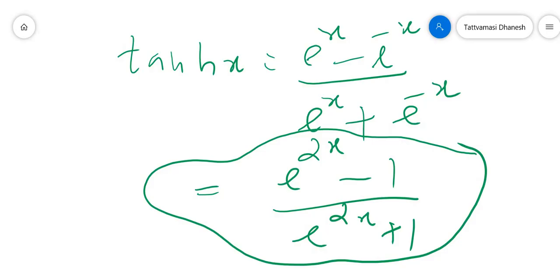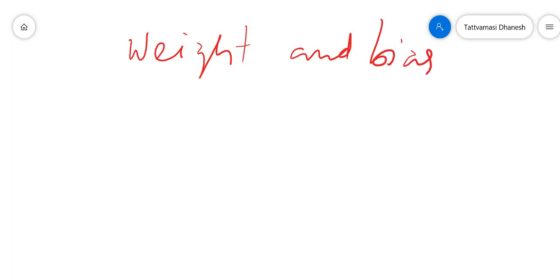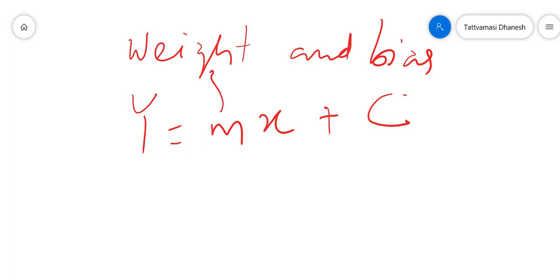I already discussed weight and bias in the previous videos as well. Weight and bias are the 2 most important aspects in neural networks, machine learning and artificial intelligence. The most basic explanation I can give you is this: the equation of a line is y is equal to mx plus c. You are familiar with this equation, where m is the slope and c is the y-intercept. The simplest explanation is, here m is the weight and c is the bias. So in this way you can understand.